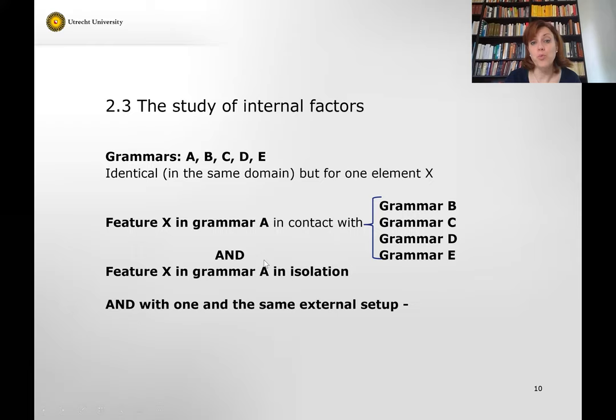Then we also check what happens to the development, ideally, of this feature X in grammar A, to check whether it is the same, whether the output is the same as what you have in contact or not. Now, you understand that for doing this, it is very hard to find live situations in which you have all these languages in contact with all these other languages. They all belong to the same, let's say, macro group or macro grammar. It is not very easy.